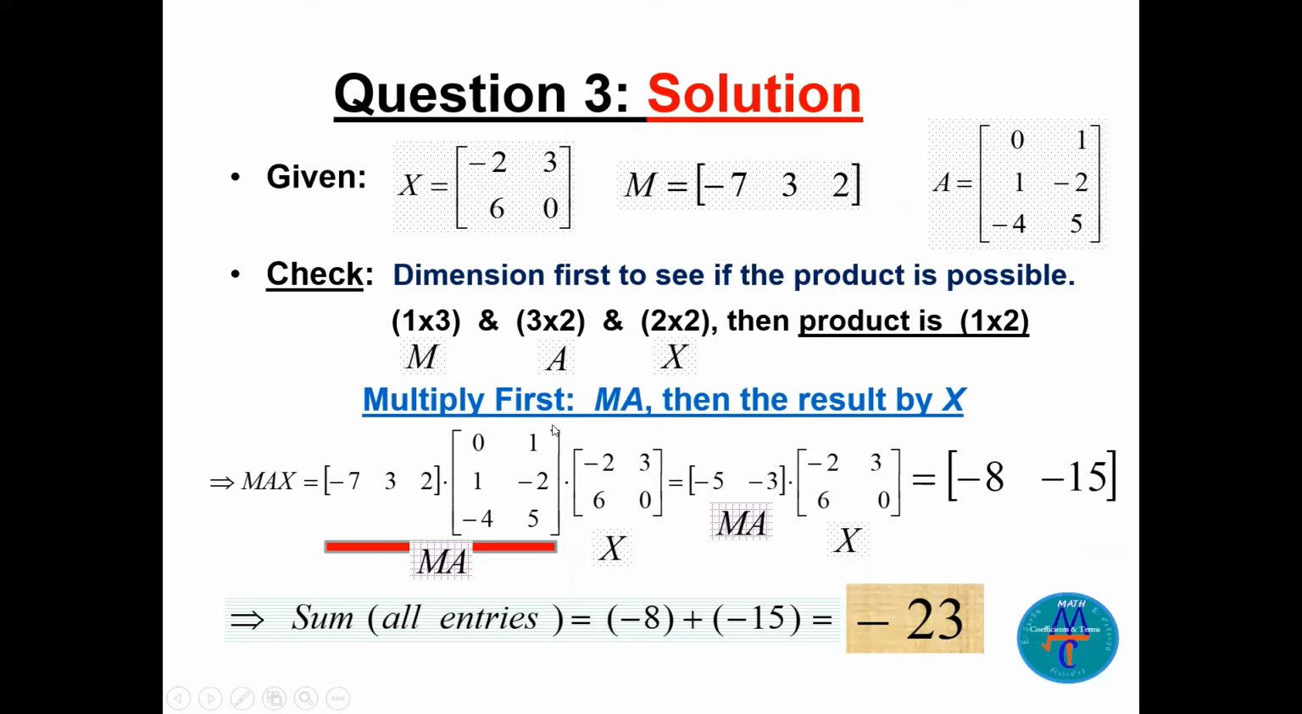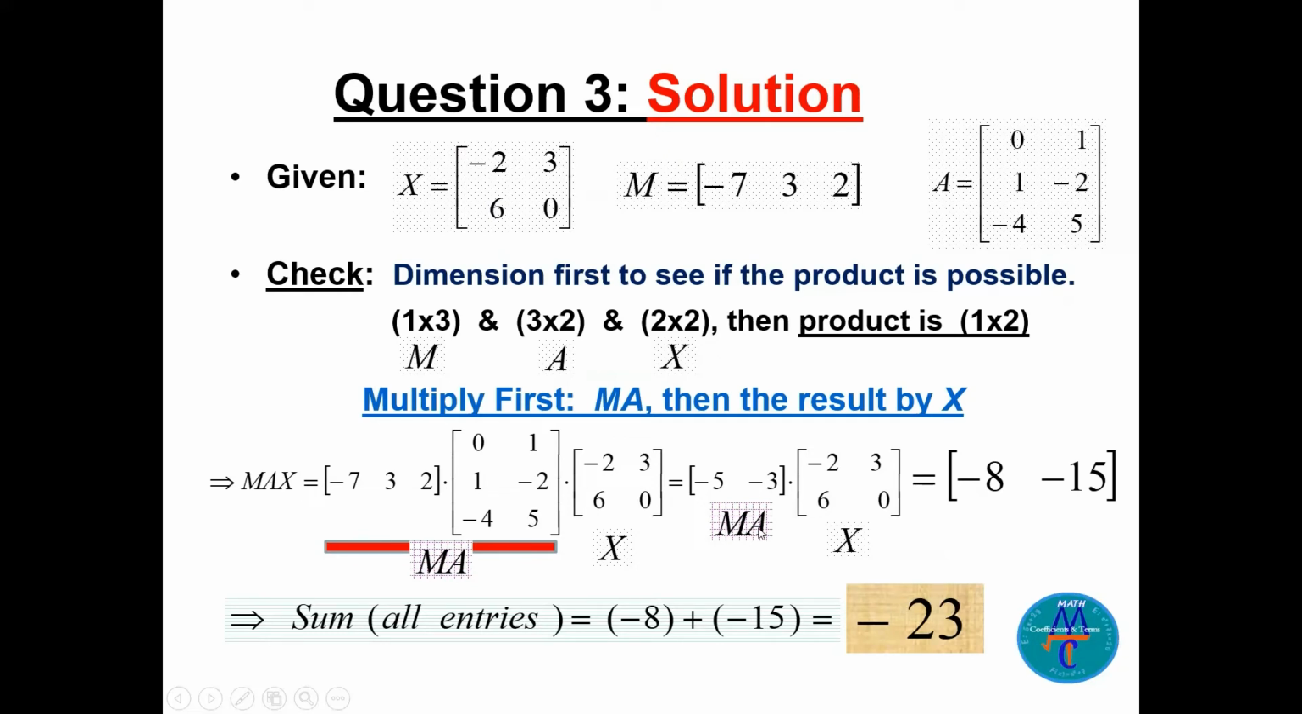So let's multiply MA first. So this is M in the middle here times the A. Row by the column. So minus 7 times 0, 3 times 1, 2 times minus 4. So this would be minus 5. Then this row multiplied by this column: minus 7 times 1, 3 times minus 2, 2 times 5. When you add, you get minus 3.